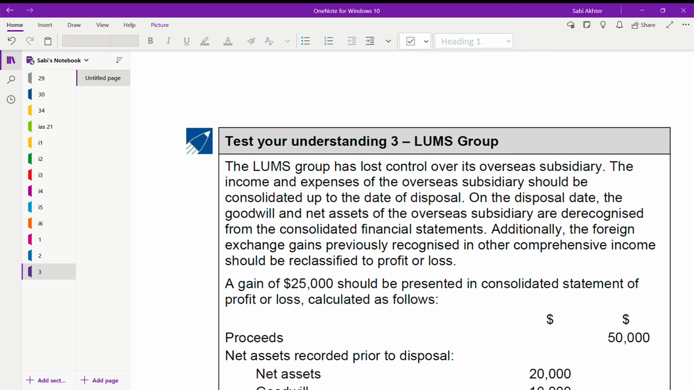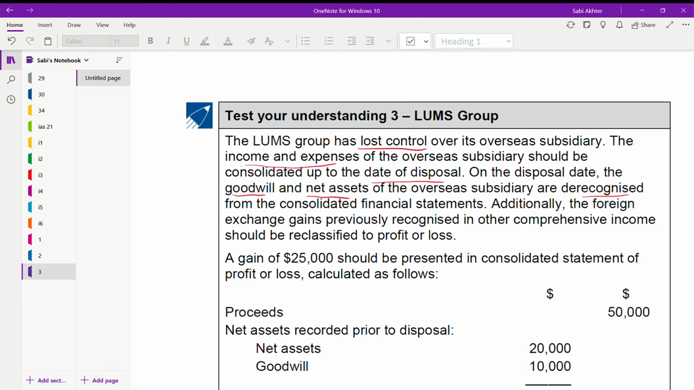The main thing is, whenever a disposal happens, whether of an overseas subsidiary or not, whether they have lost control or not, here they have lost control. So from that day onwards, you don't consolidate the income and expenses. Until the date of disposal, you have to consolidate. After that, you have to de-recognize the goodwill as well as the net assets and also the NCI. But here they have not given any information regarding NCI, so it's just the goodwill and the net assets.